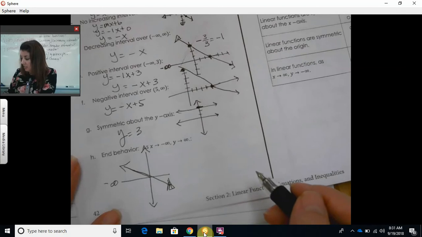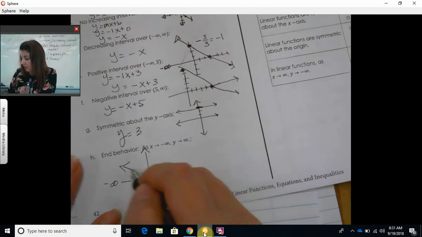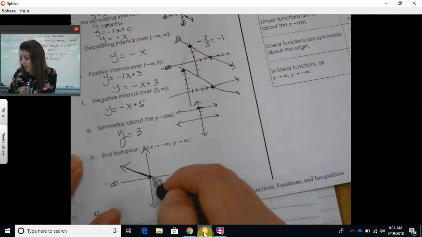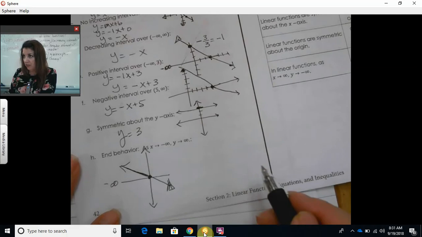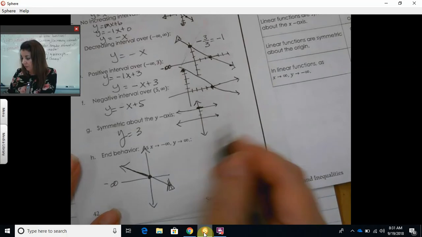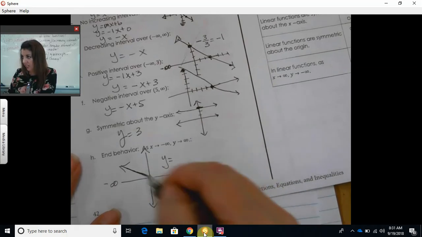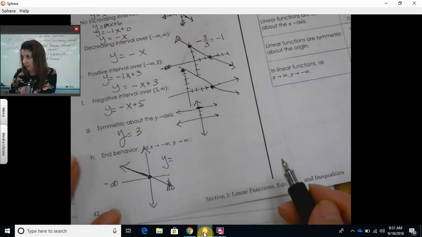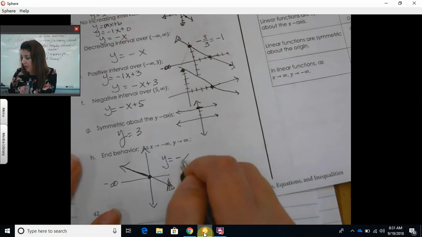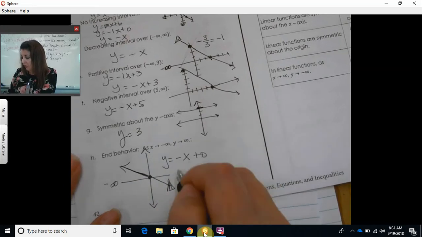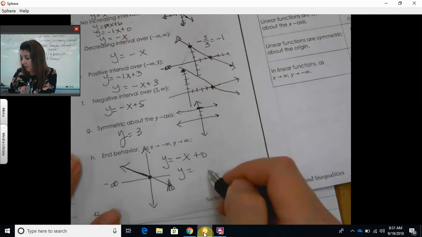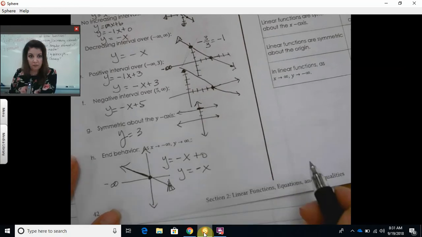Yes, Miss Rayleigh. So this has a y-intercept of 0, and let's say the slope is rise of 1, run of 1. Would it be positive or negative? Does this have a negative slope or a positive slope? Negative. My y-intercept is 0, so I don't really have to write negative x plus 0. I just go with negative x.